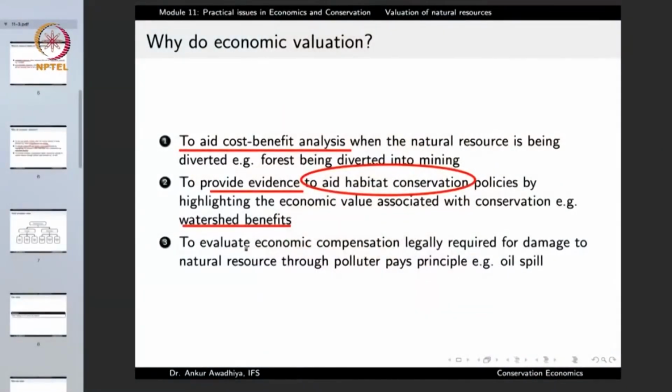And to evaluate the economic compensation legally required for damage to natural resources through the polluter's pay principle. Example, an oil spill. Now, if there is an oil spill in an area and the habitat is destroyed, then in the legal process, you need to ask the person who spilled this oil, the polluter, to pay for the damages.